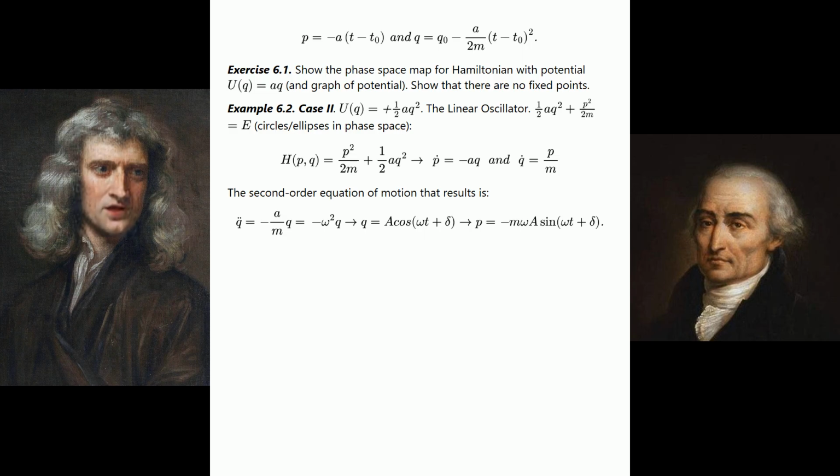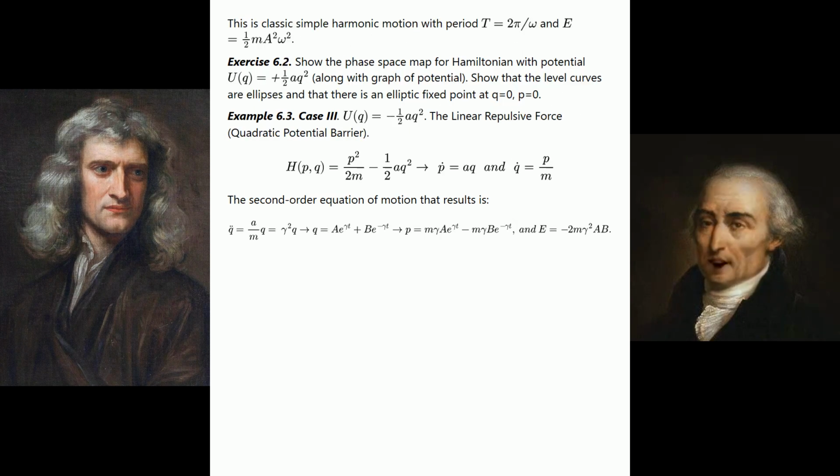See the next equation. This is classic simple harmonic motion with period T equals 2π divided by ω and E equals 1/2 m a² ω². Exercise 6.2. Show the phase space map for the Hamiltonian with potential U(q) equals positive 1/2 a q², along with a graph of the potential. Show that the level curves are ellipses and that there is an elliptic fixed point at q equals 0, p equals 0.